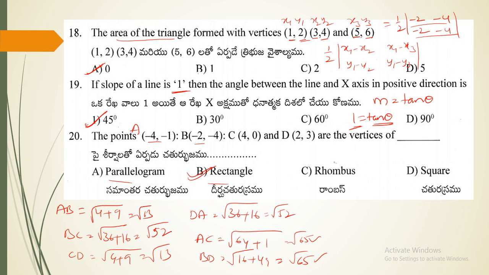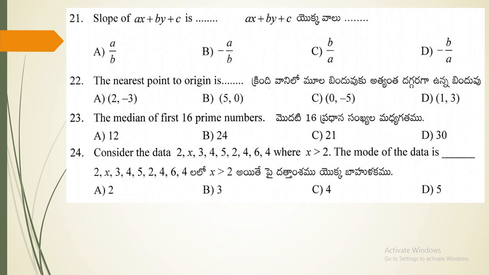Next, moving on to one more question, question number 21. Slope of ax plus by plus c equals 0. So what is the slope when the line equation is given? It is nothing but y coefficient by x coefficient, that is minus b by a. So, sorry, it is nothing but minus x coefficient by y coefficient. So it is minus x coefficient by y coefficient, which is nothing but minus a by b.